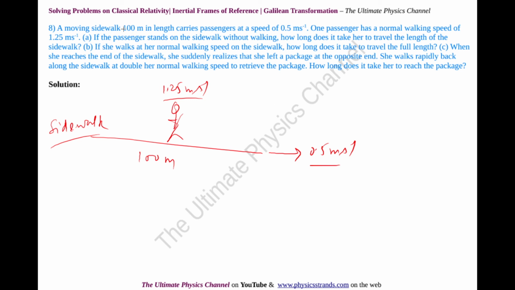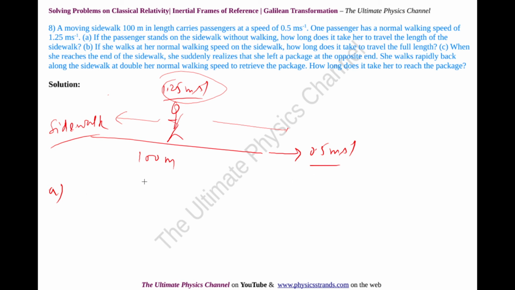First, A: if the passenger stands on the sidewalk without walking, how long does it take for her to travel the entire length of the sidewalk, if she starts from one end to reach the other end without walking? That is, her walking speed is 0. So the A part is there. The answer is going to be based on the speed of the sidewalk.